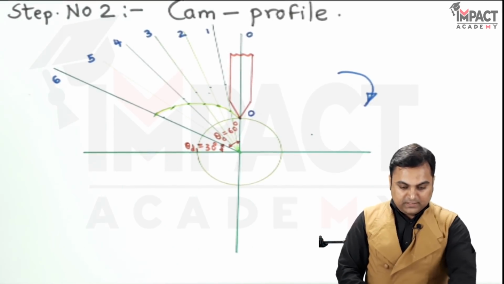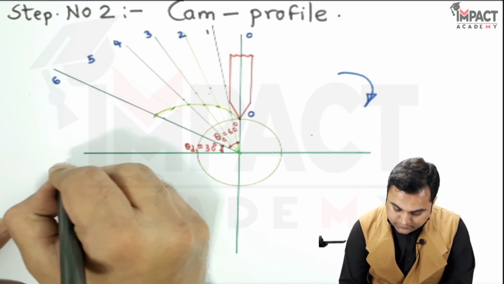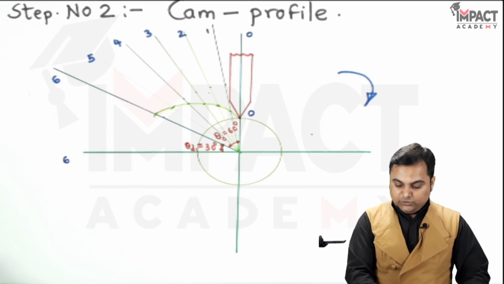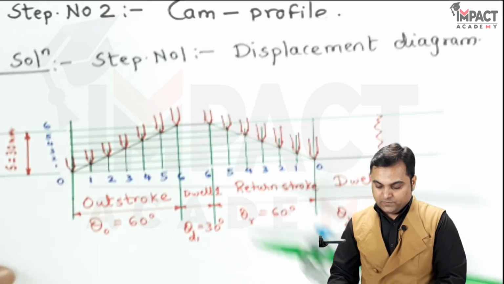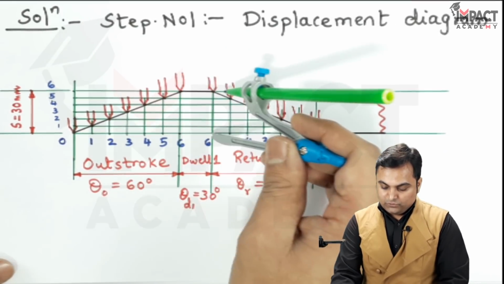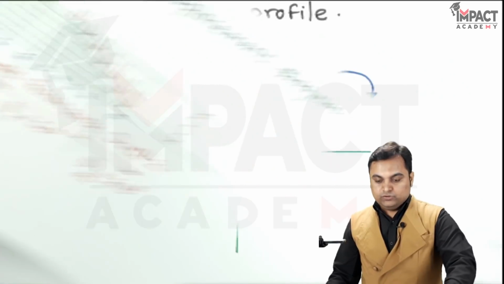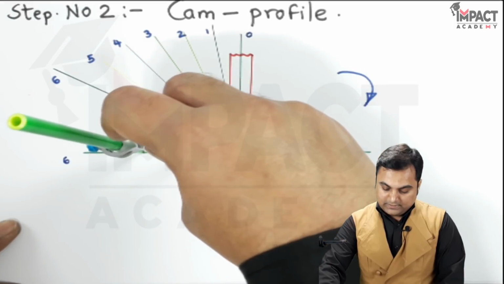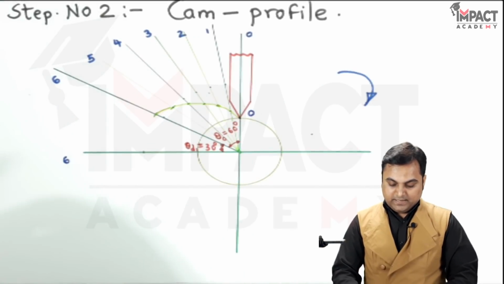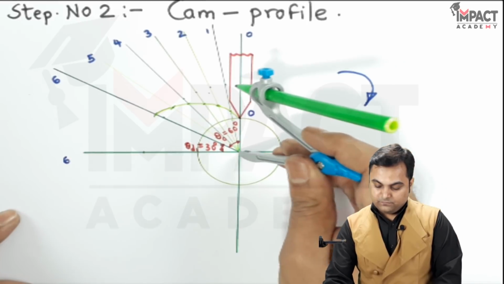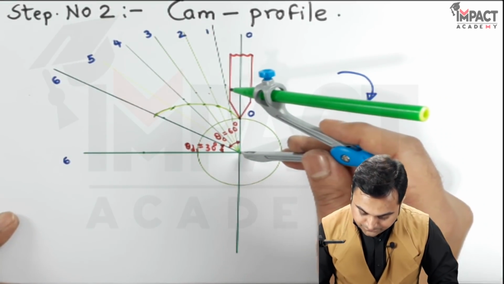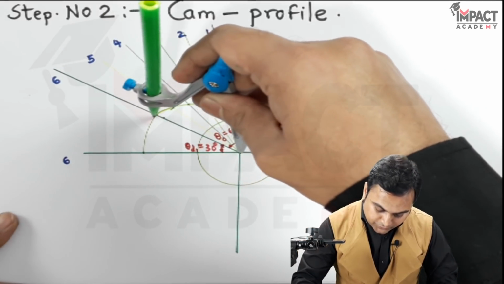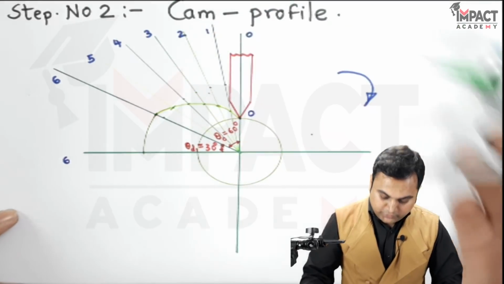And now I am giving it the same notation, that is point number 6, this division for the dwell. And the dwell is having the same height as we can see here, where the outstroke ended. Dwell is also having the same height. So keeping the same distance from the base circle, I'll plot the point over here, and with the help of this center, which is the center of the base circle, I'll draw a light arc connecting the points. So this is the dwell period.